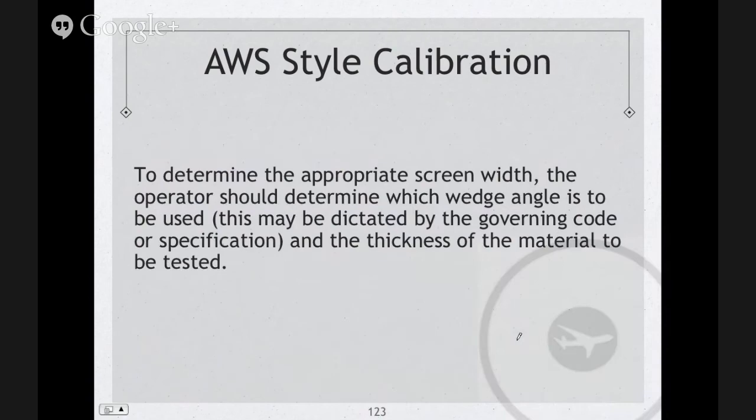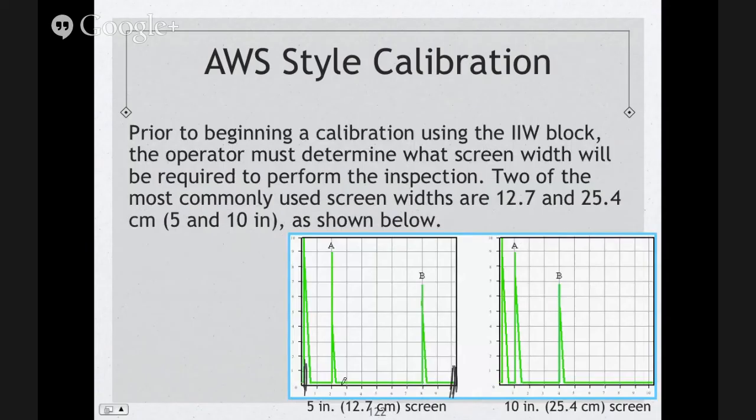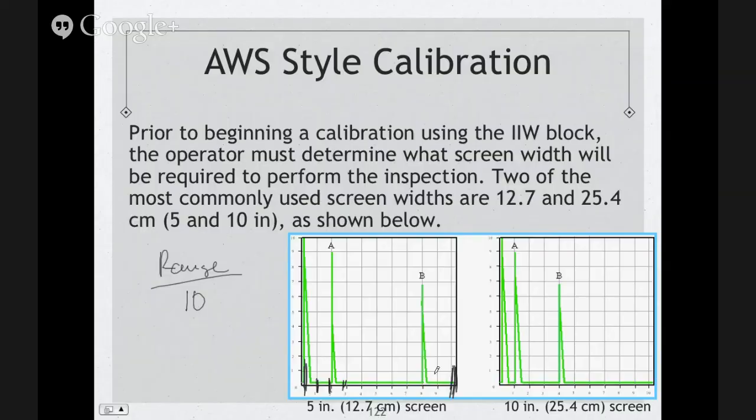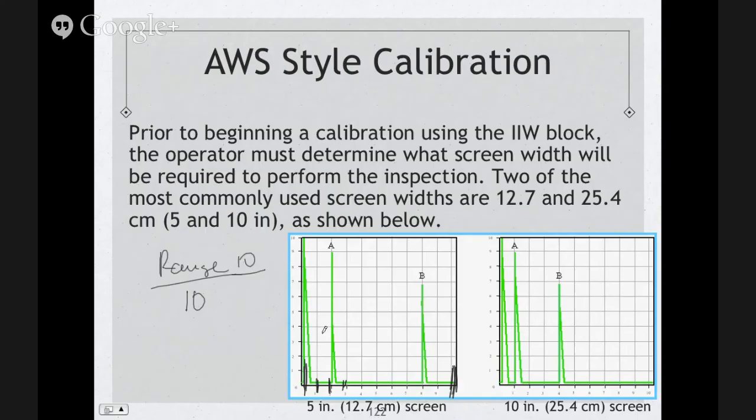And what they're talking about here is the range, meaning how much material you're going to read from here to the 10 line, right? And we can figure out how many inches each division is by dividing the range by your divisions, which is usually what number? Either 10 or 5. No, 10. You usually have 10 divisions. Oh, okay, 10 individual divisions. The range is either 5 or 10. So if your range is 10, each division would be 1 inch. If it's 5, then each division would be half an inch.